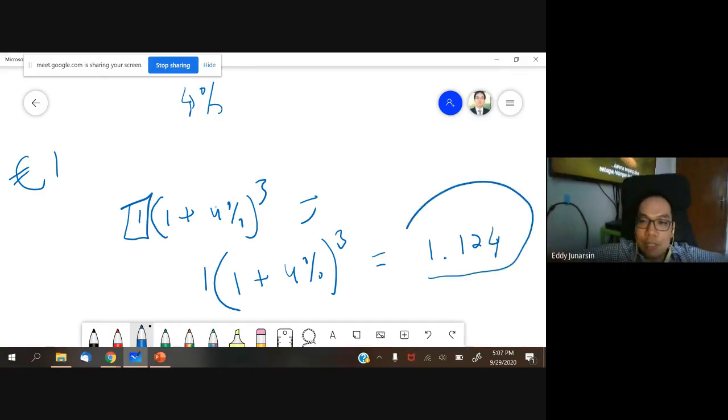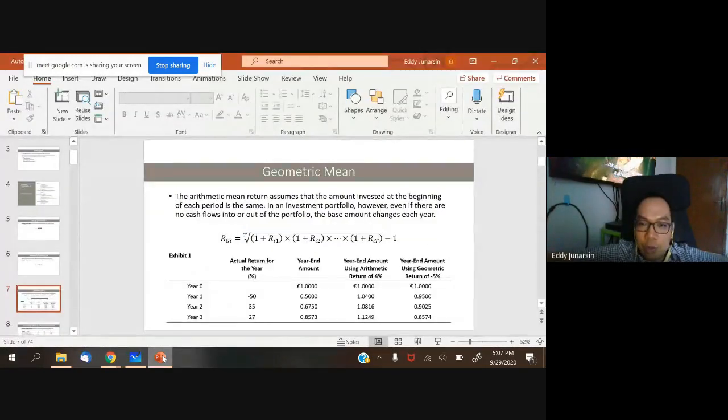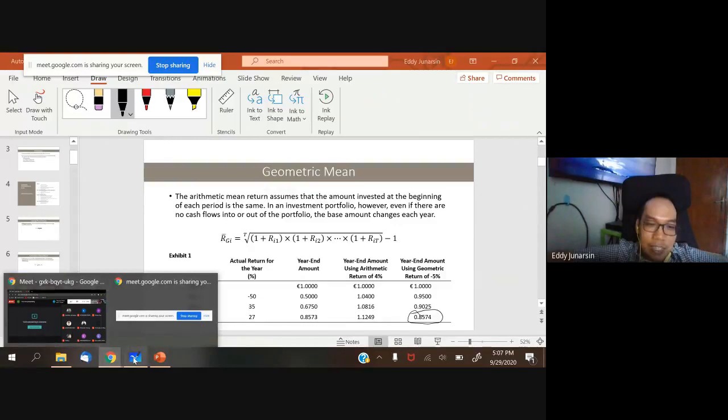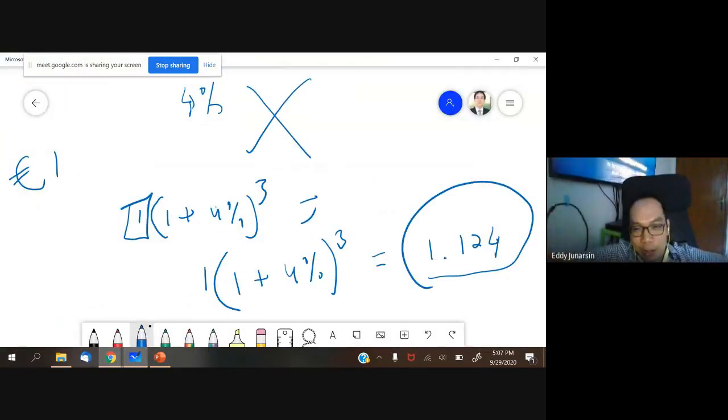Okay, so let's say 112. Let's check. Is it correct? It's not correct, right? Because at the end of year 3, your money is only 85 cents. So definitely the arithmetic average is not accurate, and you know why, right?